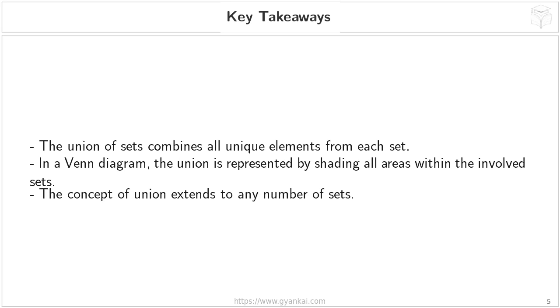Finally, and this is a powerful point, the concept of union extends to any number of sets. We've looked at 2 and 3 sets so far, but you could have 4, 5, or even more. The principle remains the same. Combine all the unique elements from all the sets. In a Venn diagram, you'd simply shade all the regions within all the overlapping circles. This is a foundational concept, and understanding these key takeaways will be crucial as we tackle more challenging problems involving multiple sets and Venn diagrams.